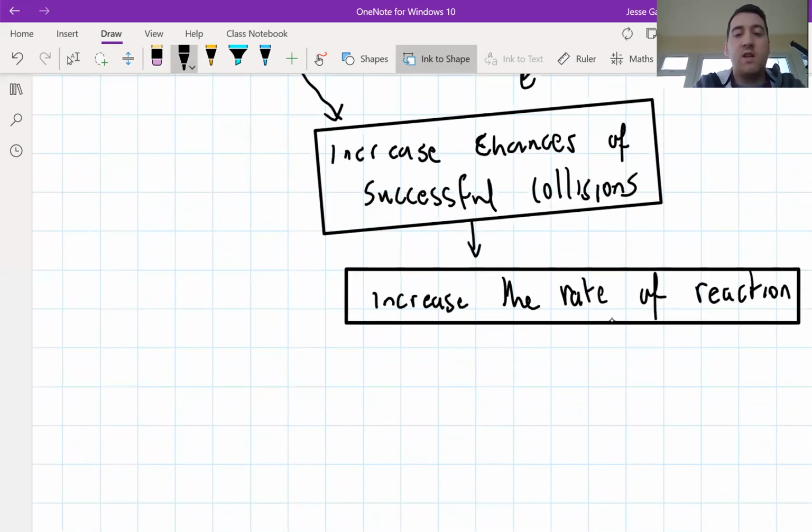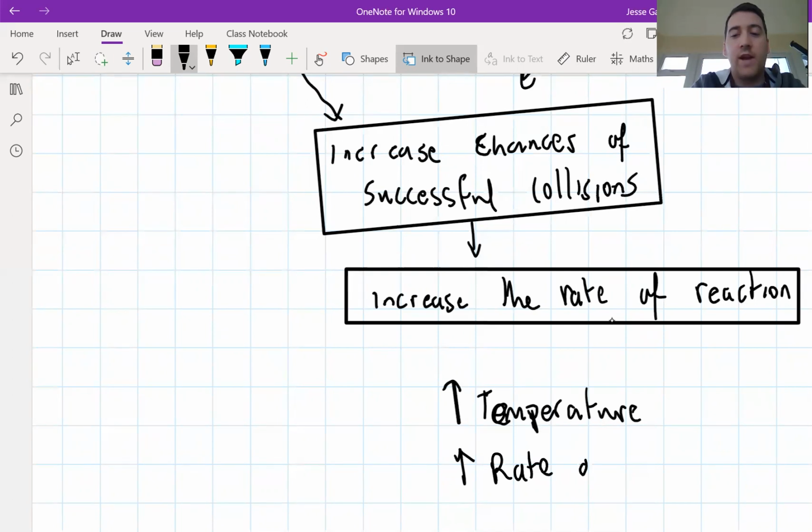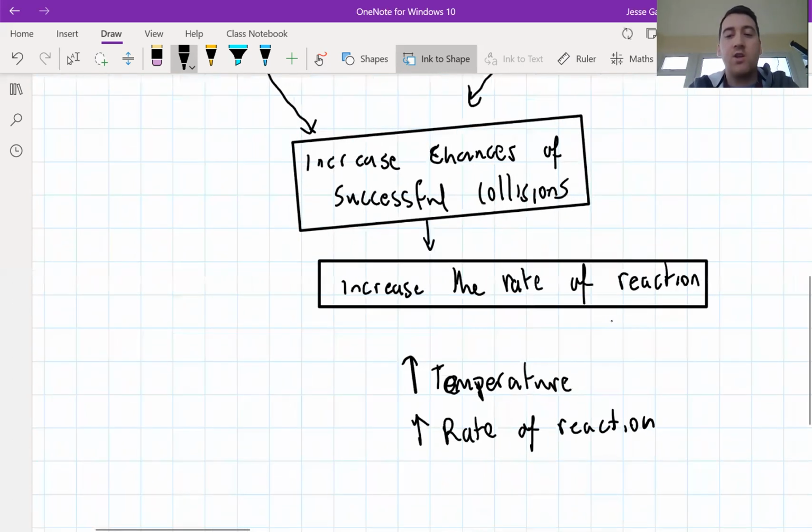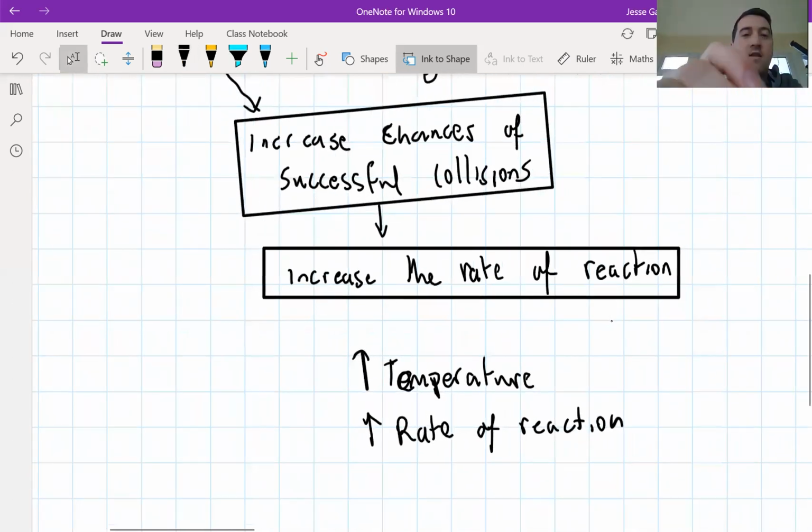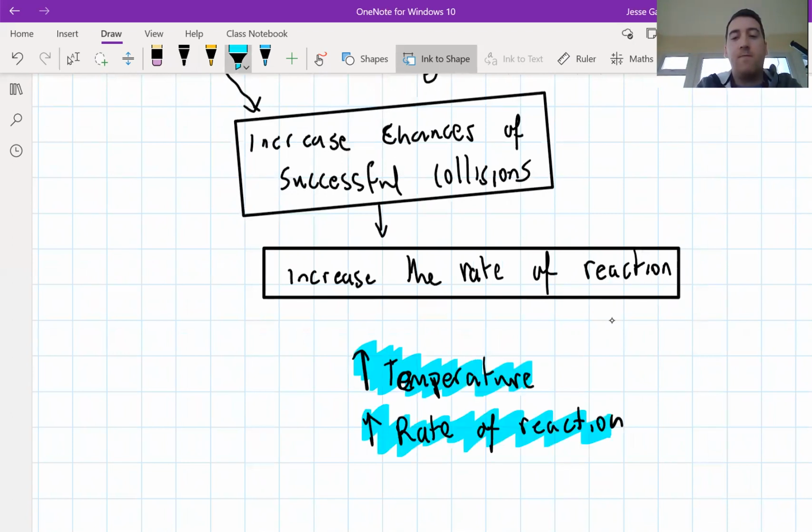Really simply, expressing the relationship, we would say if we increase the temperature, then we will increase the rate of reaction. That is the relationship between temperature and rate of reaction. So it's important to be able to state this relationship, but that's not enough by itself. You have to be able to explain why.